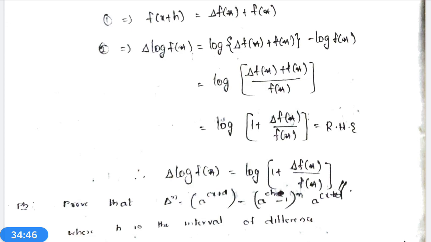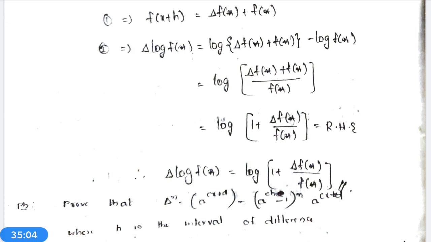Delta log fx is equal to logarithm of 1 plus delta fx by fx. Solution. By definition of delta, what is delta fx? f of x plus h minus fx. Call it as equation 1.